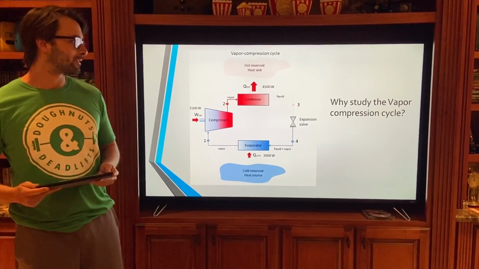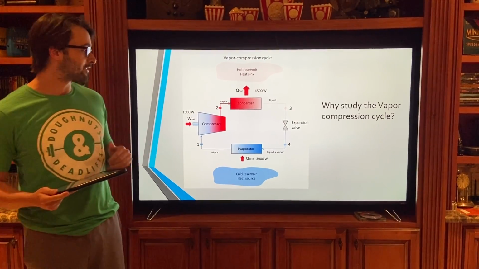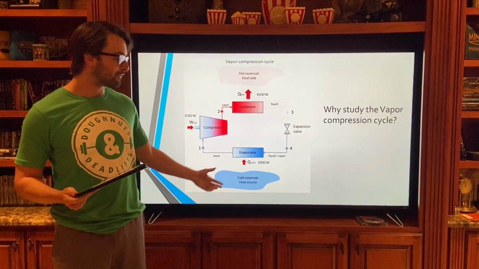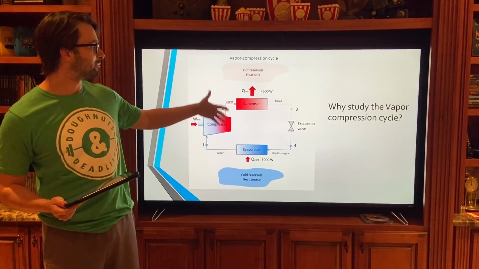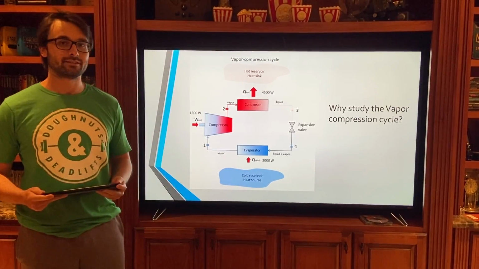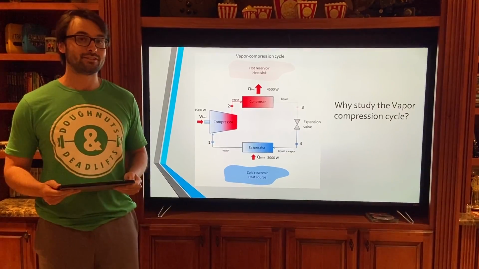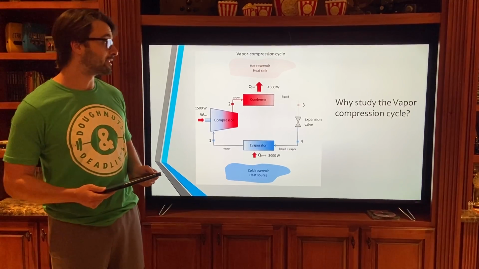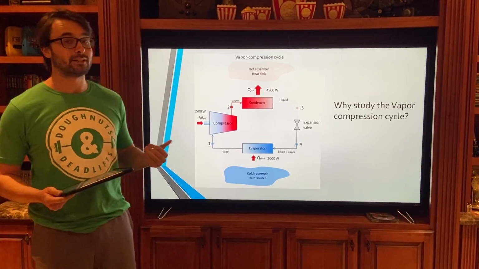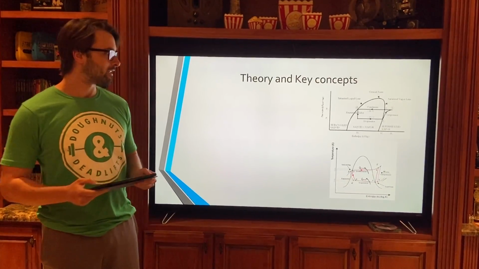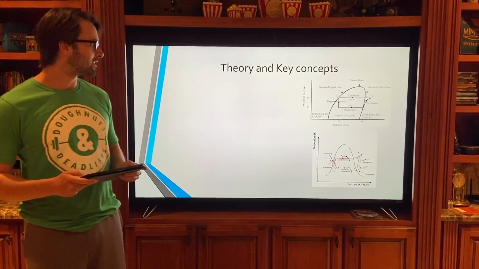So why study the vapor compression cycle? We want to know how we can remove heat from a cold source and put it into a hotter source. Now, the second law of thermodynamics states that we need to input work into the system in order to be able to do this. And we're just going to be investigating to figure out how we're going to be able to do this. So some theory and key concepts.